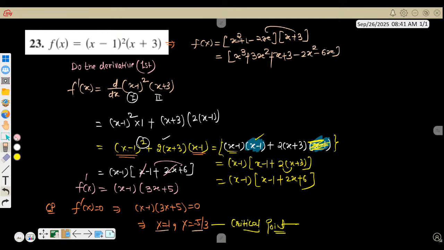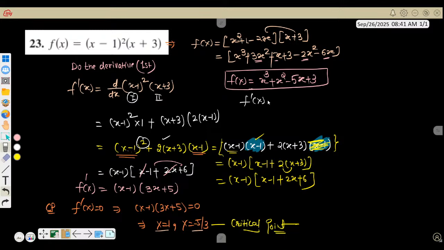Right or wrong? Now you have to combine the terms. So x cube is only a single term, 3x square minus 2x square becomes only 1x square, and 6x minus 5x is x, and then plus 3. This is your expanded form of the function. Got it? Now we are interested to find the derivative of this. So f dash x is equal to 3x square plus 2x minus 5. Right or wrong?